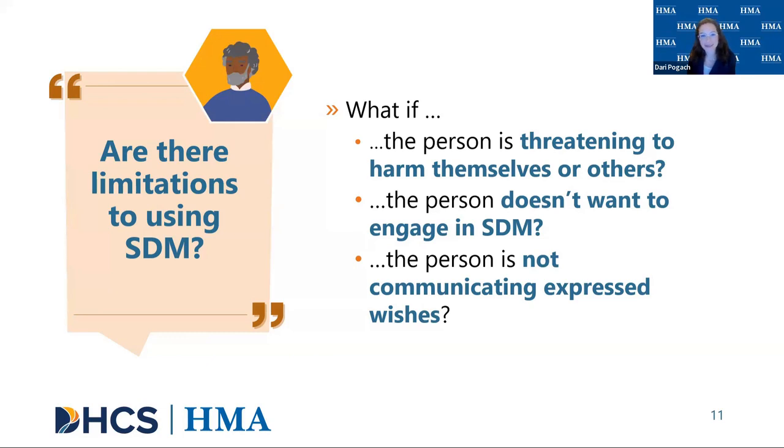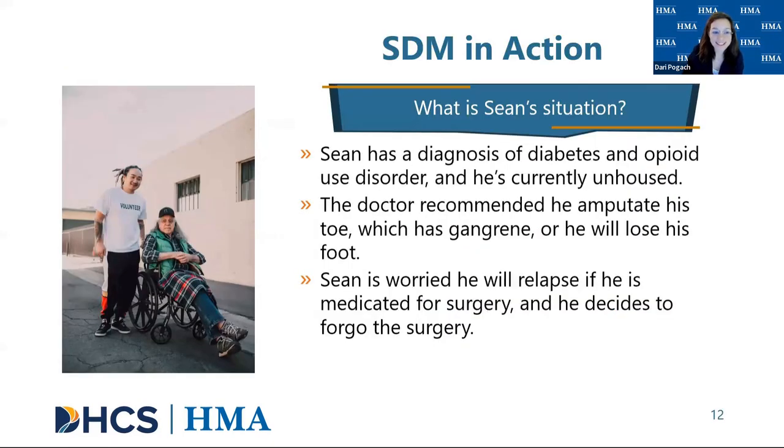Let's move on to the next slide, please. So let's see how supported decision-making might work in action. This is Sean. He has a diagnosis of diabetes and opioid use disorder, and he's currently unhoused. His doctor recommended he amputate his toe, which has gangrene, or he'll lose his foot. Sean's worried he will relapse if he's medicated for surgery, and he decides to forego the surgery.